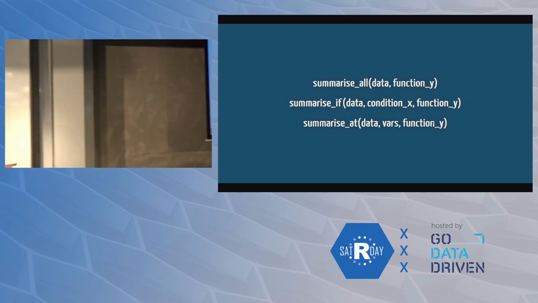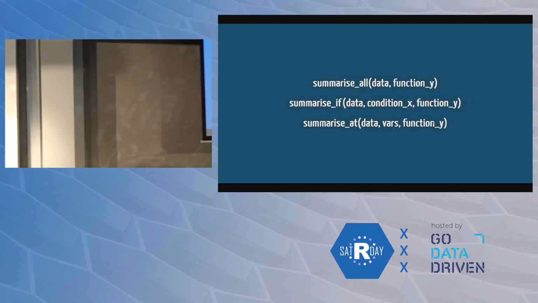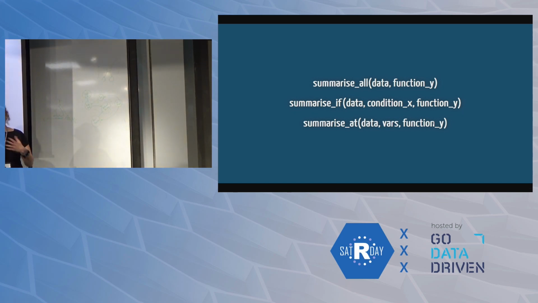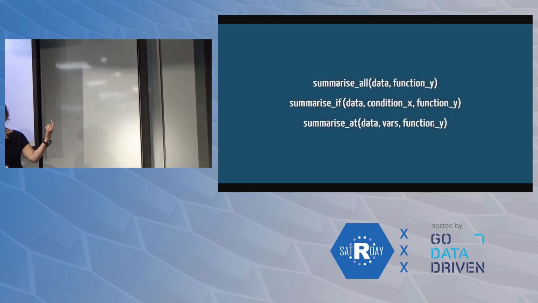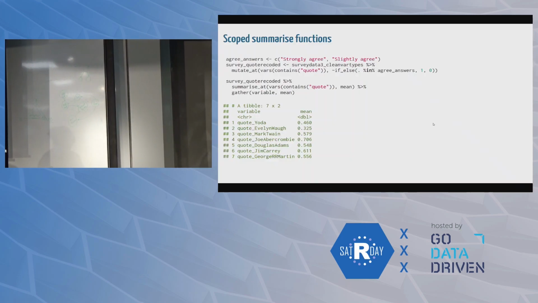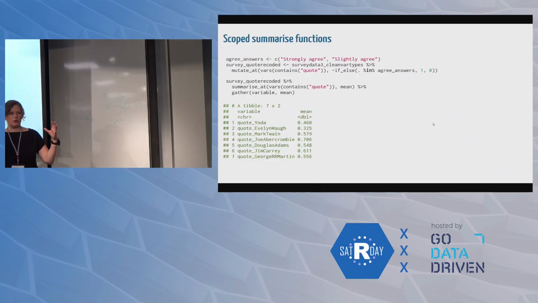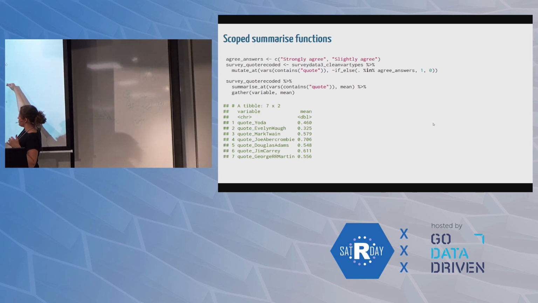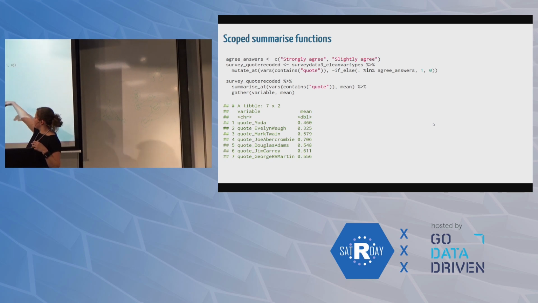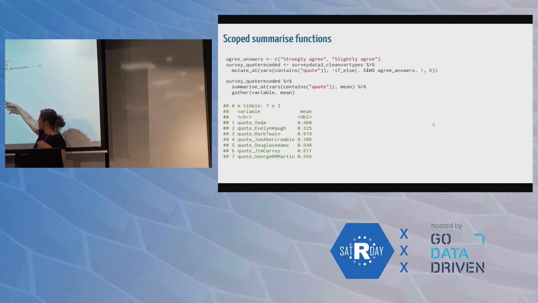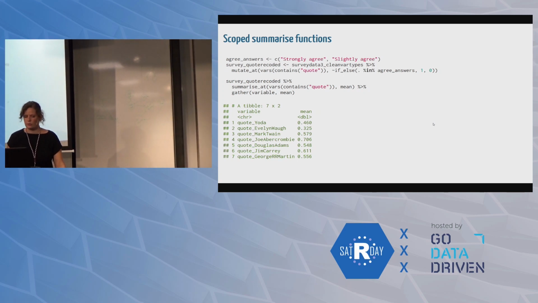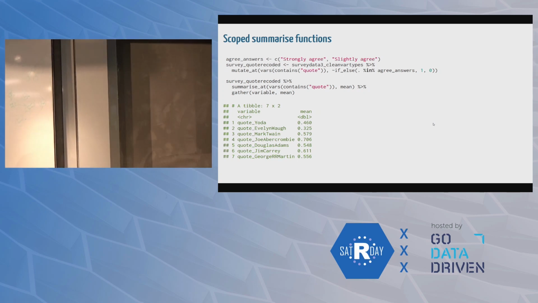Another one, again, completely the same thing. You have summarize all, summarize if, summarize at. The syntax is exactly the same, so the only thing you have to change is the part up front. I have all my recoded, so I recoded everything in 1s and 0s. The first part is exactly the same as we had before. And now the only thing I have to do is summarize at everything that contains quote, give it a mean, and I'm getting all my means. So super short and super easy, if you know it exists.